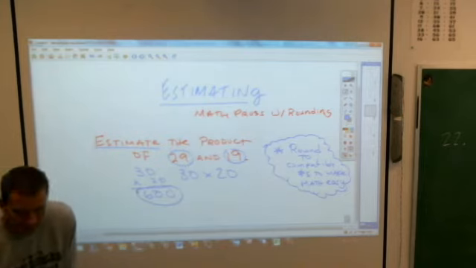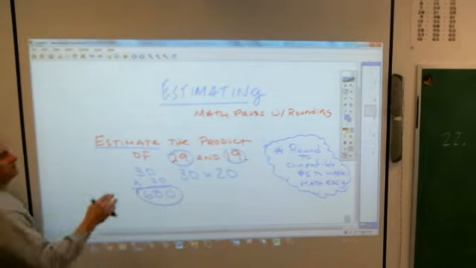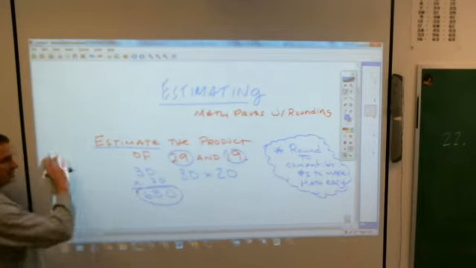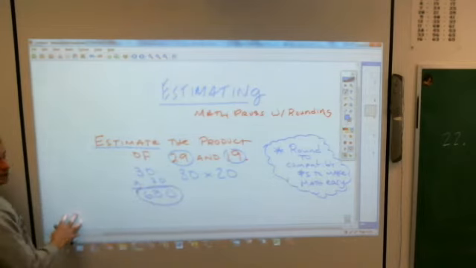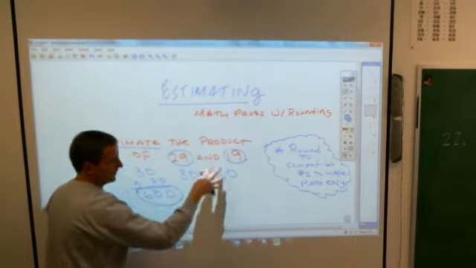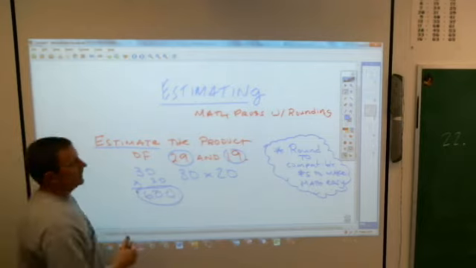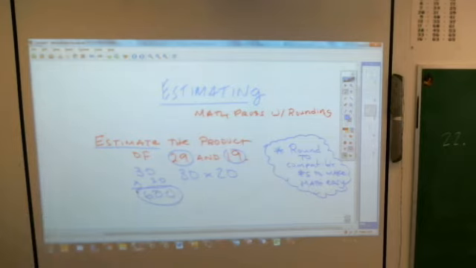Again, please don't do that. If they tell you to estimate, don't multiply 29 times 19 and do all that hard math and then round your answer to something close. You want to round first to make the math easy, and then your life is so much better. Let's look at another example of that.